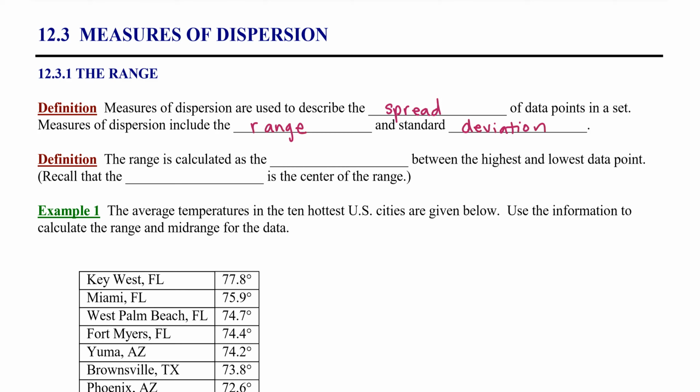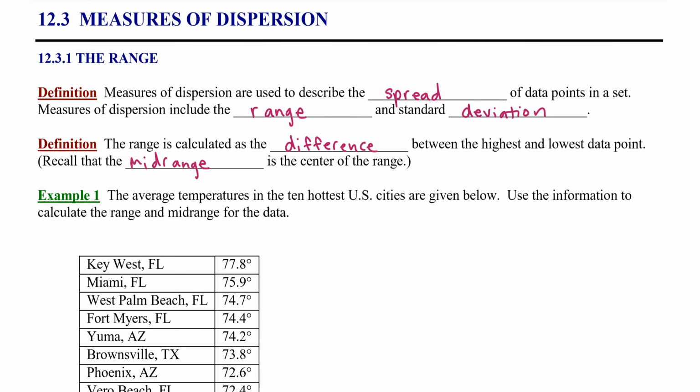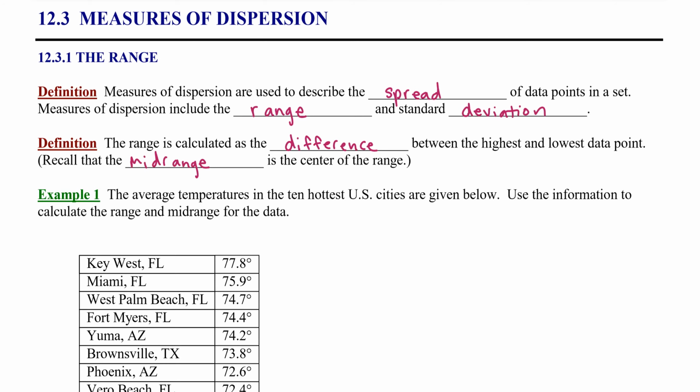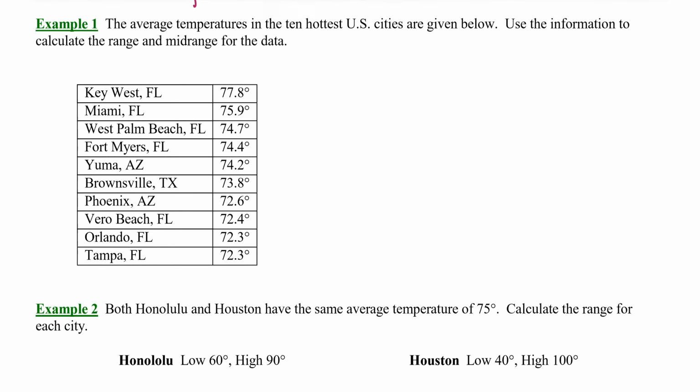The range is calculated as the difference between the highest and lowest data point. Now recall, the mid-range, a measure of central tendency, is the center of the range. So in section 12.3, we're going to officially practice calculating the range as a measure of dispersion.